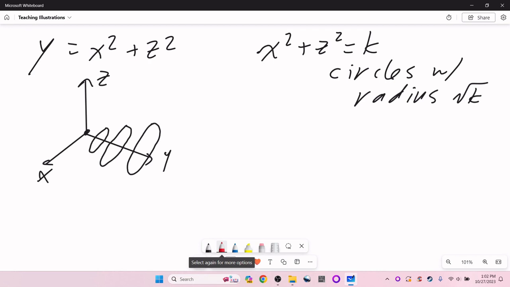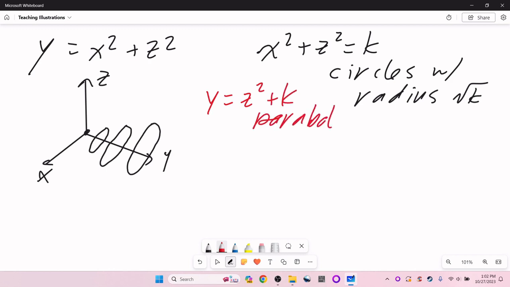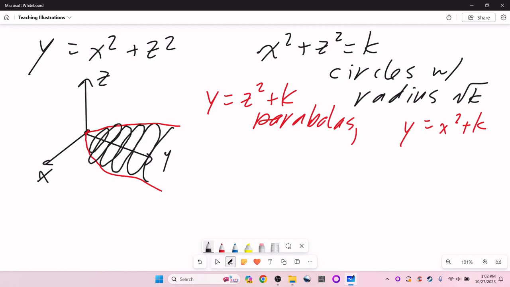On the other hand, if we just compare y and z, y equals z squared plus k, those are parabolas. Same as y equals x squared plus k. So these are connected by parabolas like this. So that's the basic shape we are dealing with. It's called a paraboloid, but it's kind of like a horn, one of those cornucopia horns that you see at Thanksgiving, or a big ham chunk or something like that. I don't know.